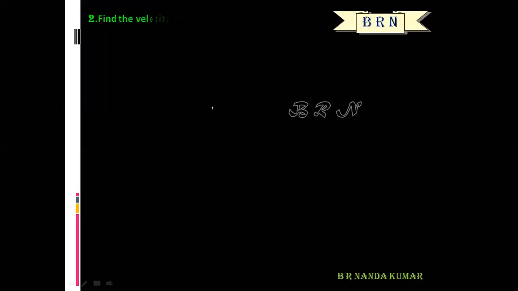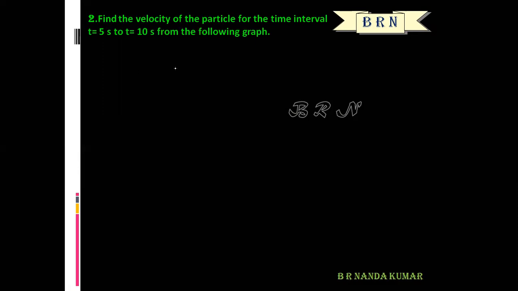Today we are going to discuss some very important numericals, and how to solve them. In the previous class, we already completed one numerical. So this is the second numerical. Find the velocity of the particle for the time interval t equal to 5 seconds to t equal to 10 seconds from the following graph.